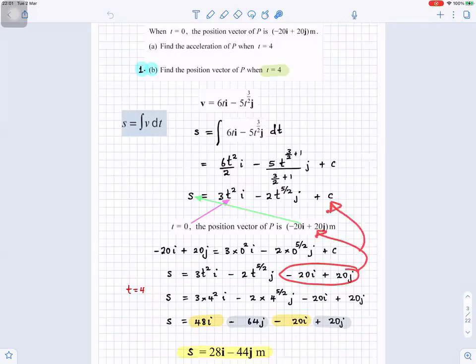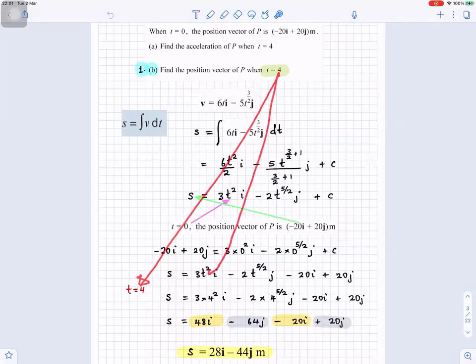Now we want to put t equal to 4, because it tells us when t is equal to 4. So we substitute 4 for t there, and there, and there. That will give us 3 times 4 squared, 2 times 4 to the power 5 over 2. Now we put all the i's together. 48i minus 20i will give you 28i. Minus 64j plus 20j gives you minus 44j. So that's what you get for S.